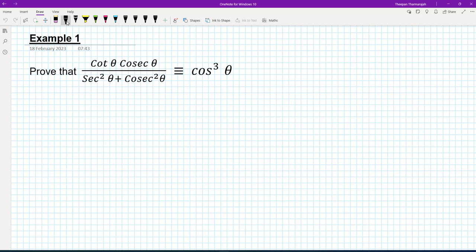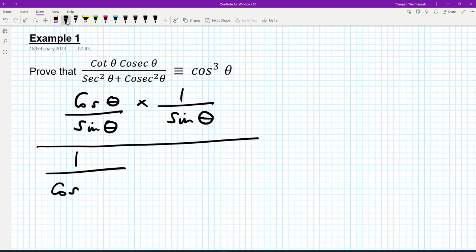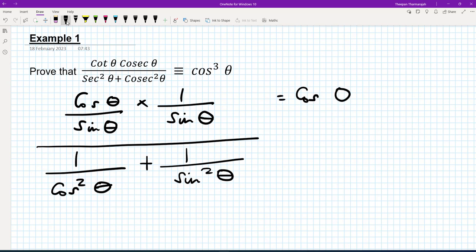So cot theta is the same as cos theta divided by sine theta, multiplied by 1 over sine theta, because that's what cosec theta is. And then on the denominator, we're going to have 1 over cos squared theta, and then cosec is 1 over sine, so that's going to be plus 1 over sine squared theta. So on the numerator, I can see I've got cos theta all divided by sine squared theta.